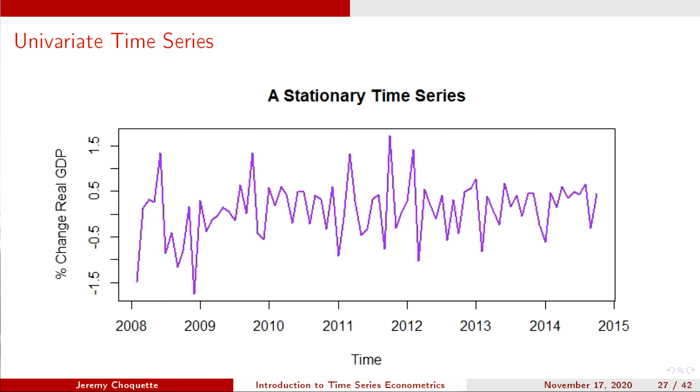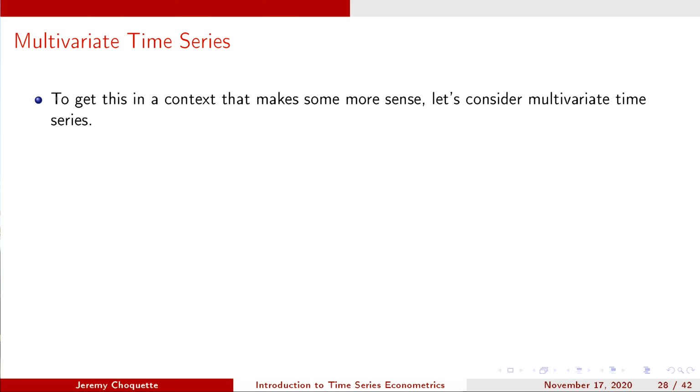If I look at the percent change in real GDP, or the log difference of real GDP, this is what I get: a stationary time series. In fact, this is actually the stationary time series that we saw a few slides ago. You can draw a straight line through it, constant mean, constant variance. Good stuff, makes me happy.